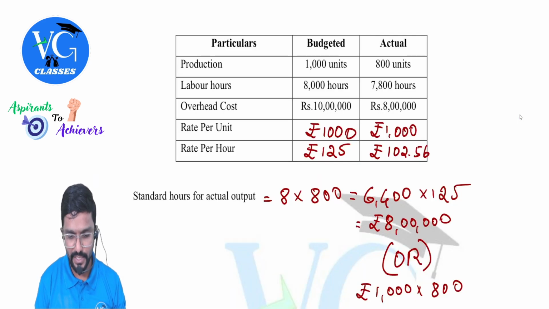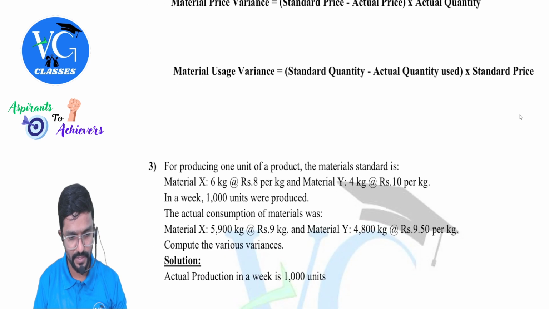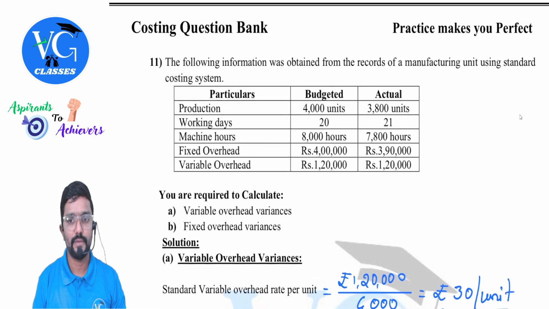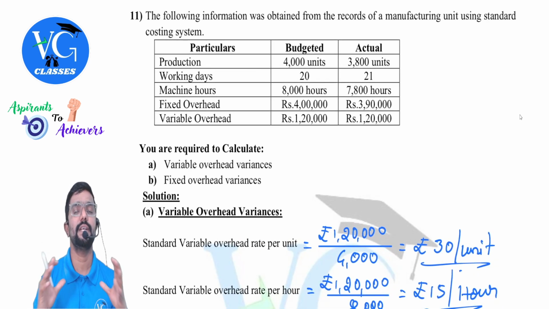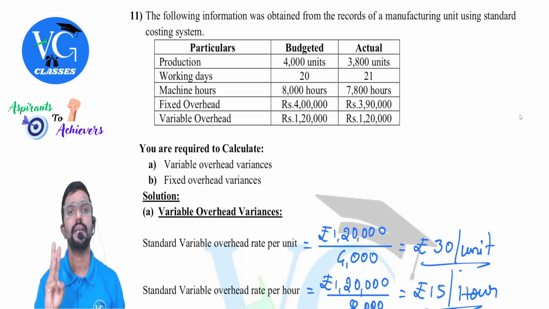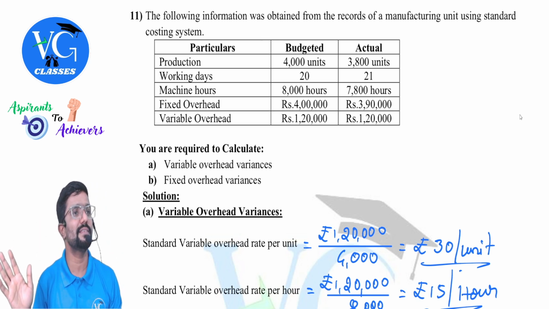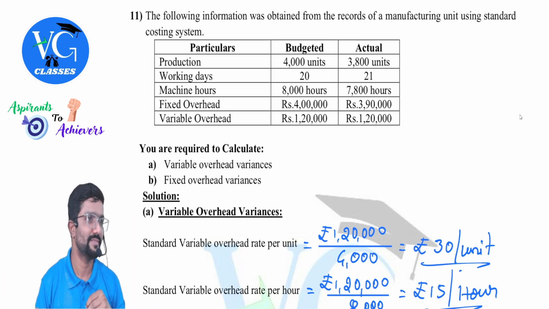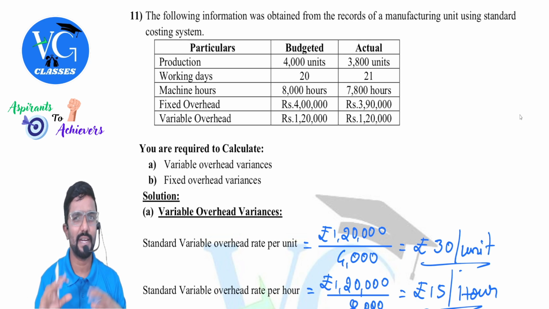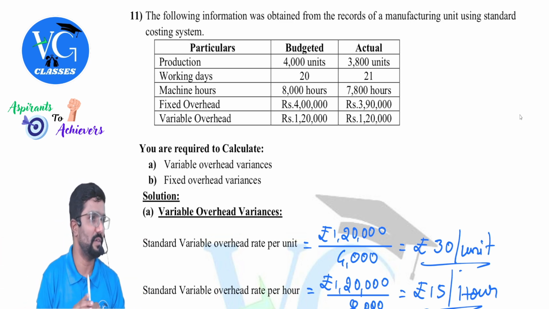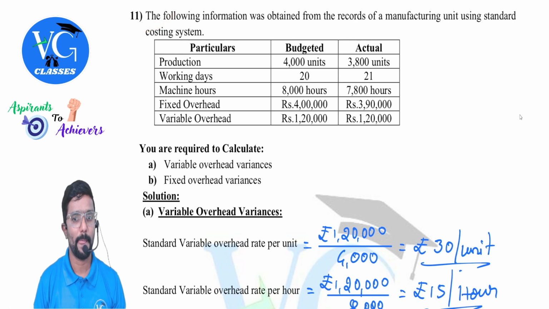How is this calculation done? Let me quickly show it. See here, when it is overhead variances, guys, you can get three kinds of questions. One question only on variable overhead variance. The other question only on fixed overhead variance, or else they may combine both and ask one single question. In the class, I have done all three types: individually for variable, individually for fixed, and one combined question. I'm going with that one combined question.